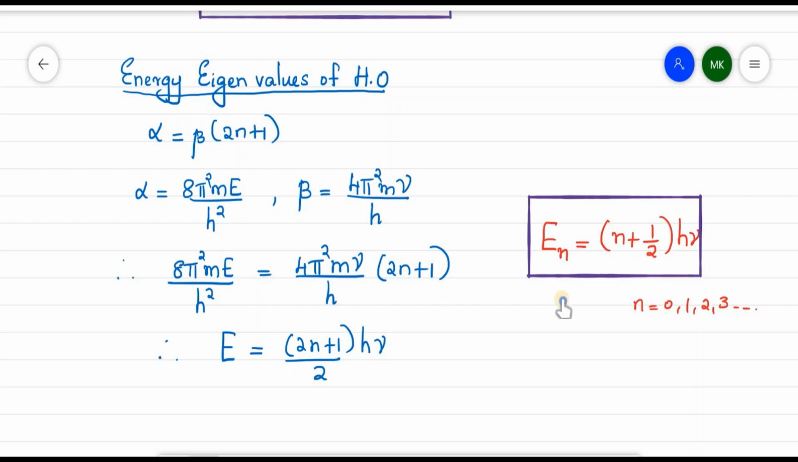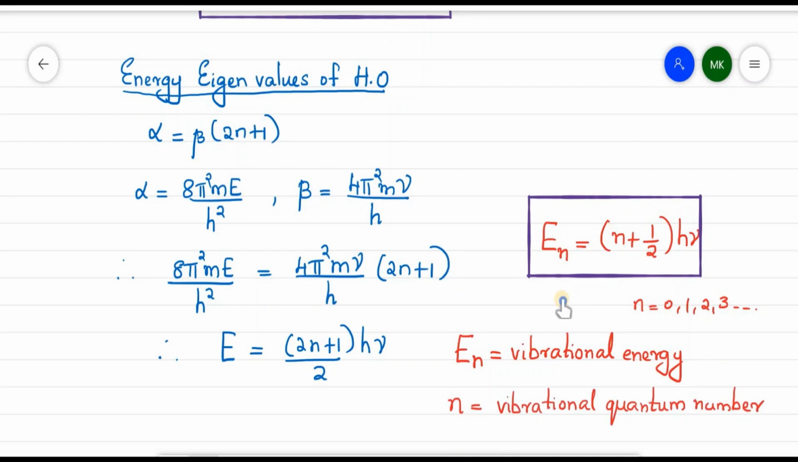And nu equals 1 by 2 pi root of k by m. The energy of the harmonic oscillator, that is En, is known as the vibrational energy, and n is the vibrational quantum number. So this shows that the energy of the harmonic oscillator is quantized, contrary to the classical view. And this result emerges from the solution of the Schrodinger equation. So we have subscripted E with n to indicate that there is a set of quantized energies. And these energies are determined by the parameter n, which is called the vibrational quantum number of the oscillator.